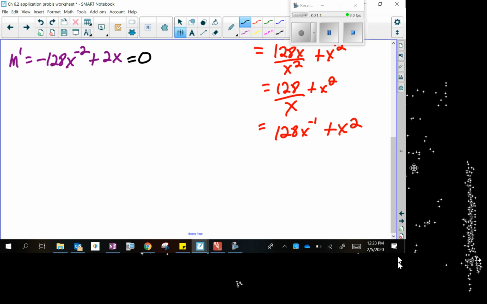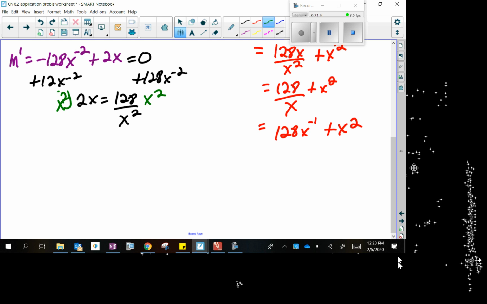So what are we going to do? Set equal to 0. How do we solve it? Let's add the 128 x to the negative 2 to both sides. So we get 2x equals 128 over x squared, right? Now we multiply by x squared. Everybody with me? So we get what now over here? 2x to the third equals 128.